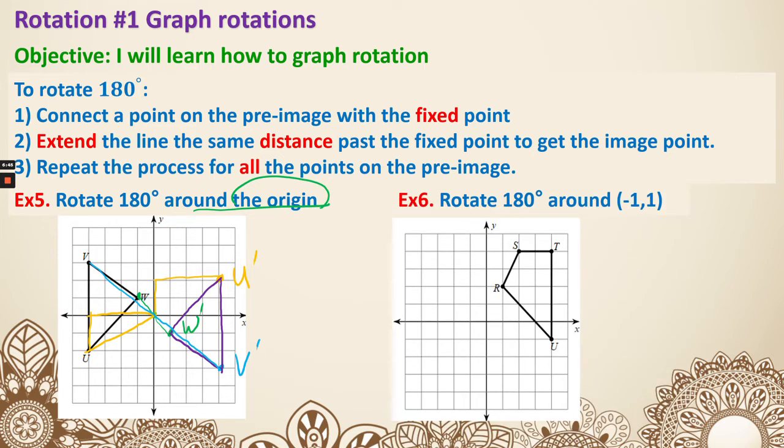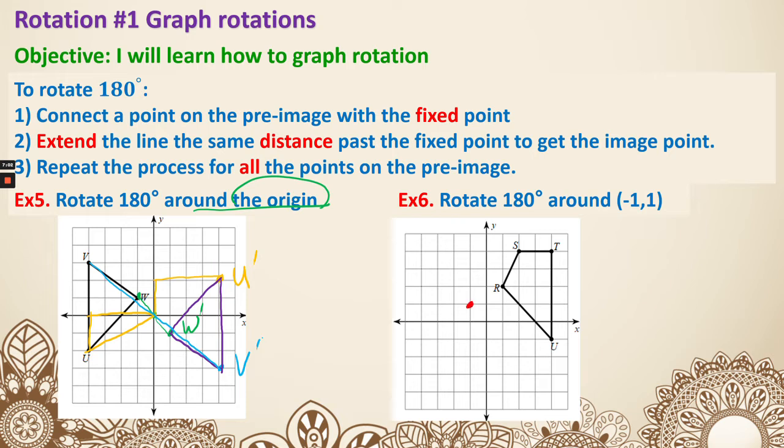Now that you have tried example 6, we can have a look. Rotate 180 degrees around -1, 1. This question is not about the origin anymore. It is actually about this point right here, -1, 1.